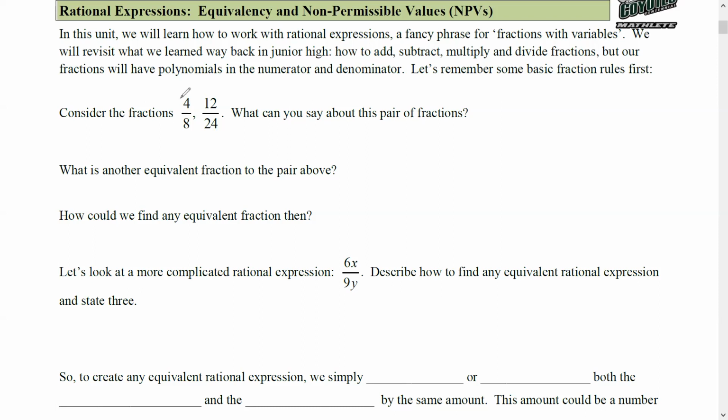So let's take a look at a couple of fractions right here, 4/8 and 12/24. If you had to describe these fractions, what would you say about them? Well, what I can notice right off the bat is that these are actually the same thing. They're equivalent. They just look different, but they're the same thing. What is another equivalent fraction to the pair above?